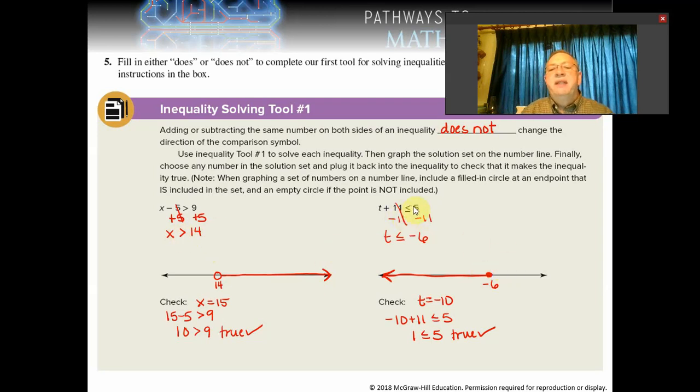t plus 11 is less than or equal to 5. I'm going to subtract 11 from both sides. So that goes to 0. 5 minus 11 is negative 6. Less than or equal to, all the numbers t less than or equal to negative 6. These are to the left. But negative 6 is included, and here we're using a filled-in circle to represent that negative 6 is included, that dot.